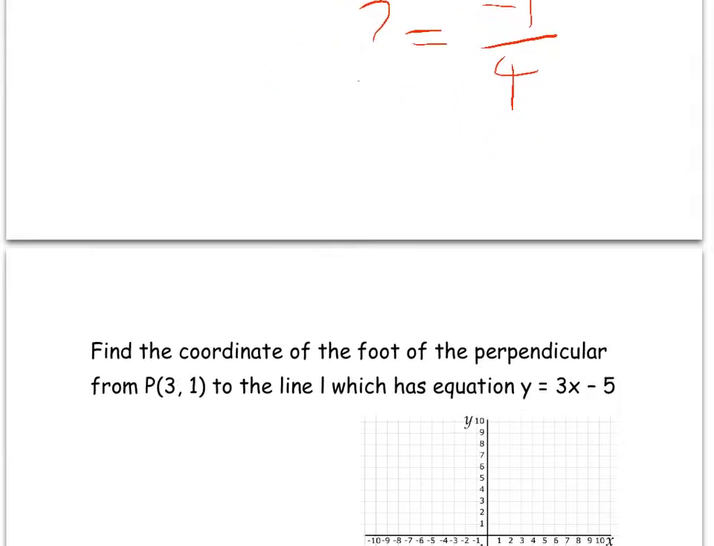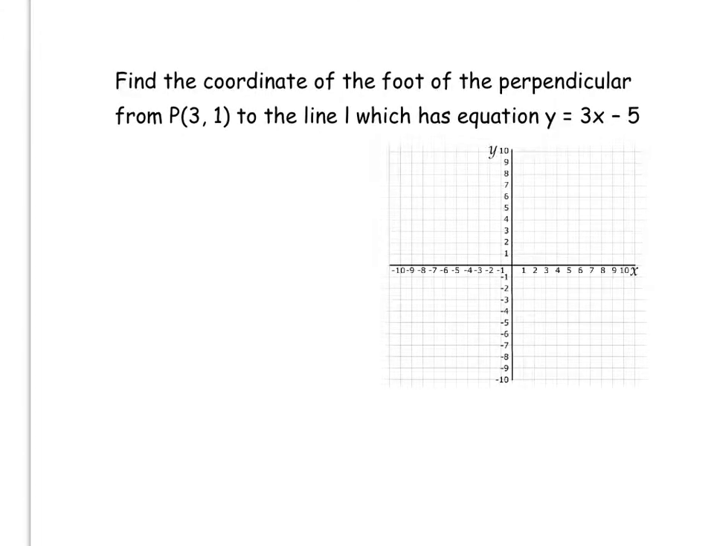Let's have a look at another example. This time we're actually asked to find the equation of the perpendicular line, not just the gradient. It says, find the coordinate of the foot of the perpendicular from P(3, 1) to the line which has the equation y equals 3x minus 5. So what this is asking us to do is find a line that's perpendicular to y equals 3x minus 5 and passes through (3, 1).